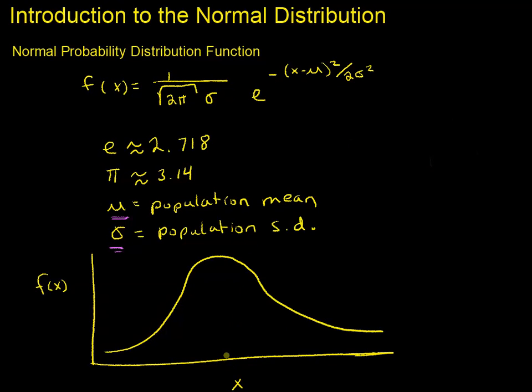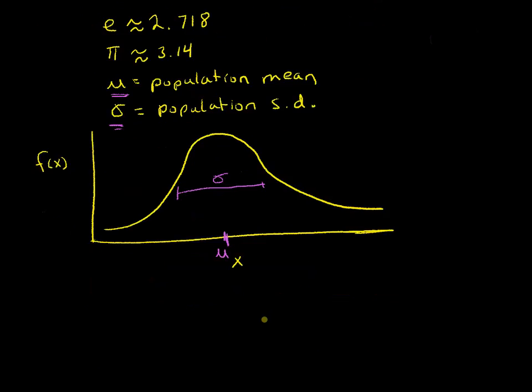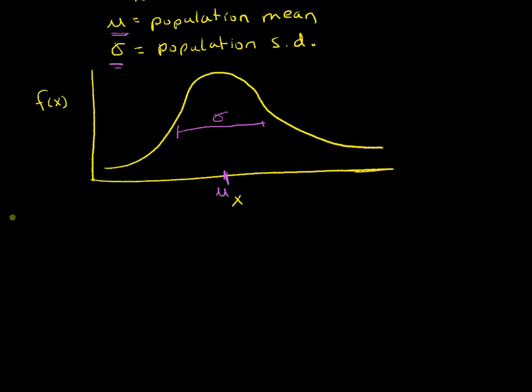Okay, so first, mu is the center of the distribution. Remember, this is a symmetric distribution, and the mean, median, and mode are all right here in the center. And sigma has to do with the spread of the distribution. So let's go through a few different examples where we're thinking about different normal distribution curves.